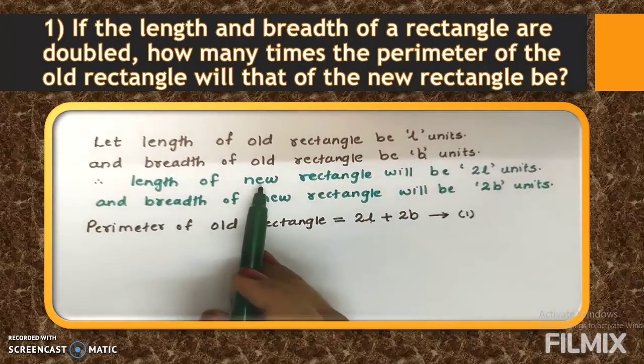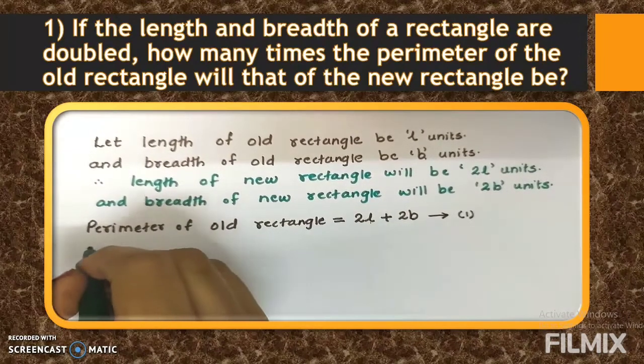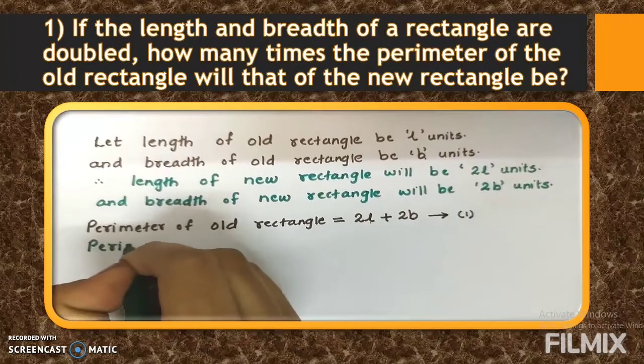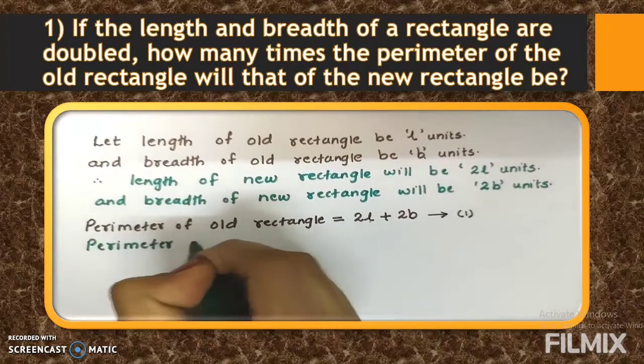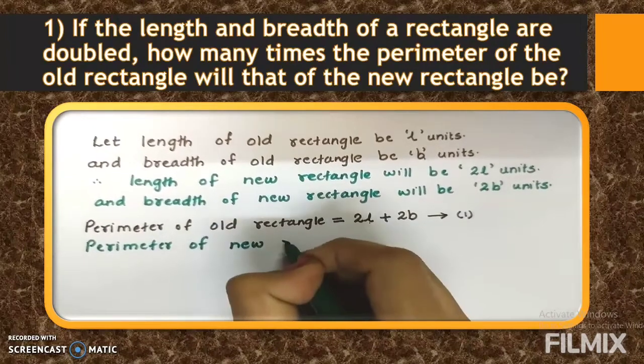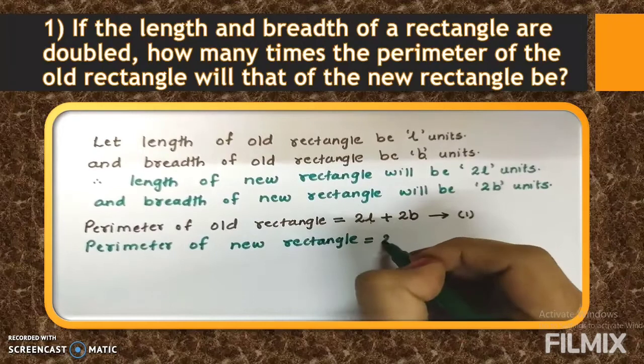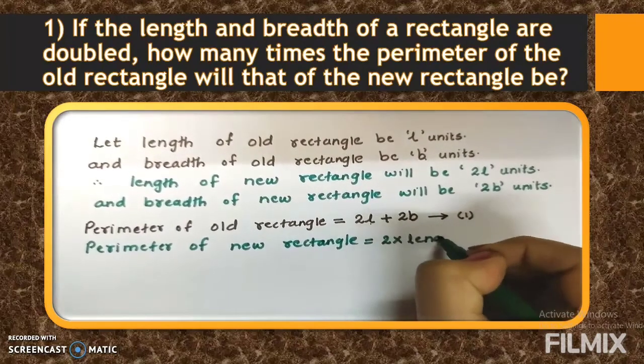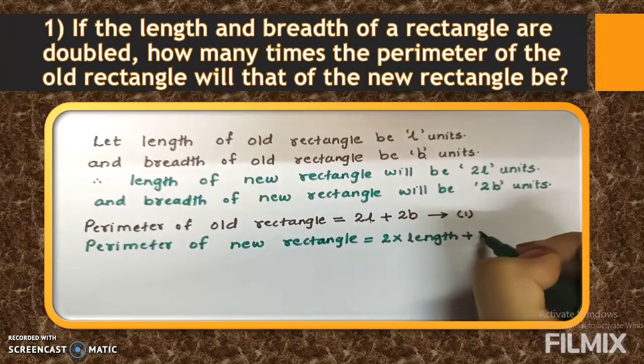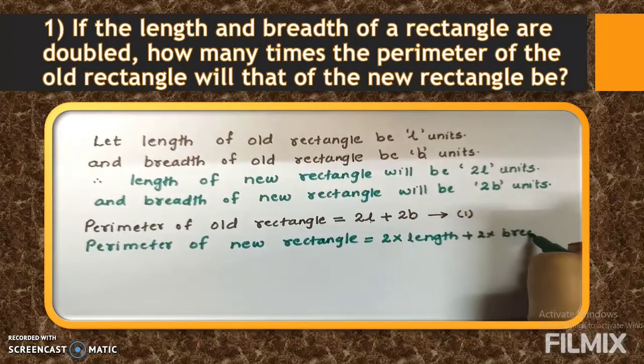Now in the same way we will find out the perimeter of new rectangle. So now we will write perimeter of new rectangle. Now for removing confusion, I am writing full formula 2 into length plus 2 into breadth.